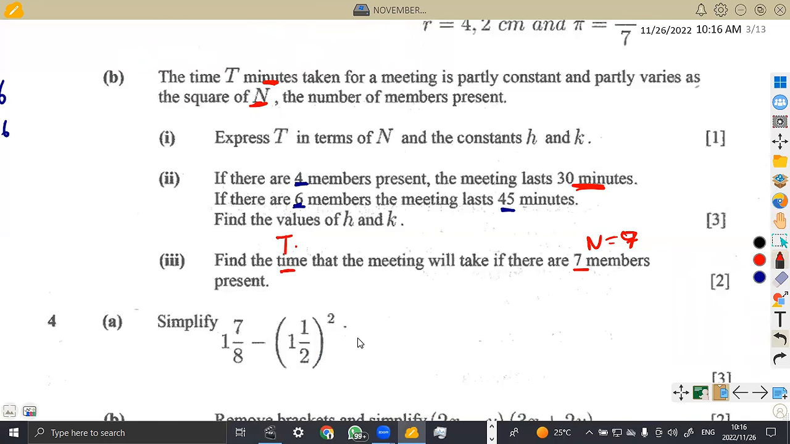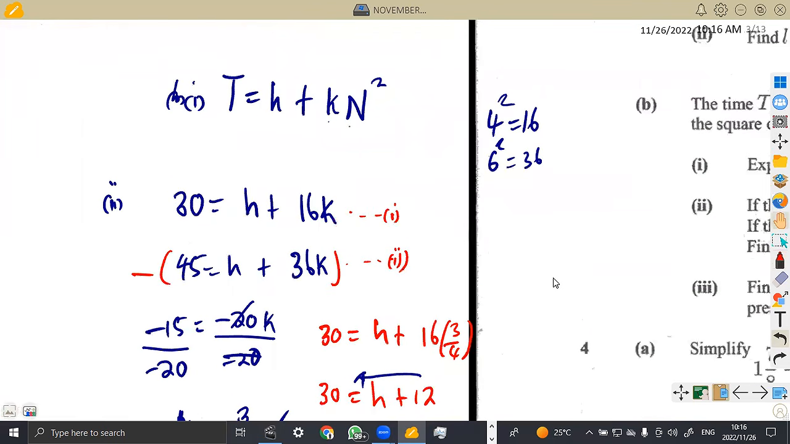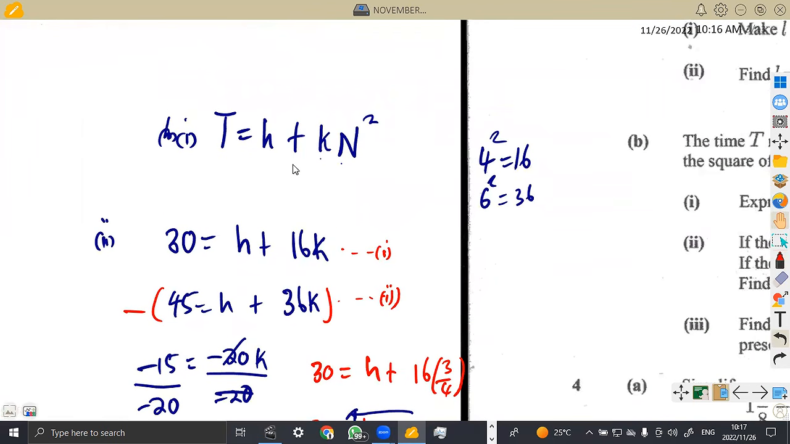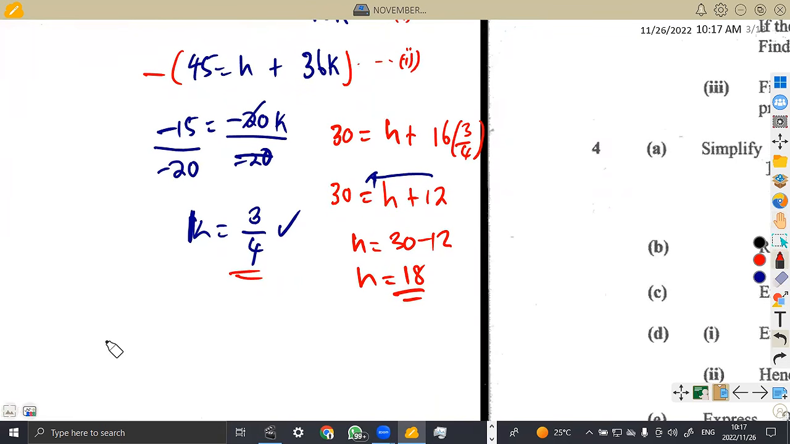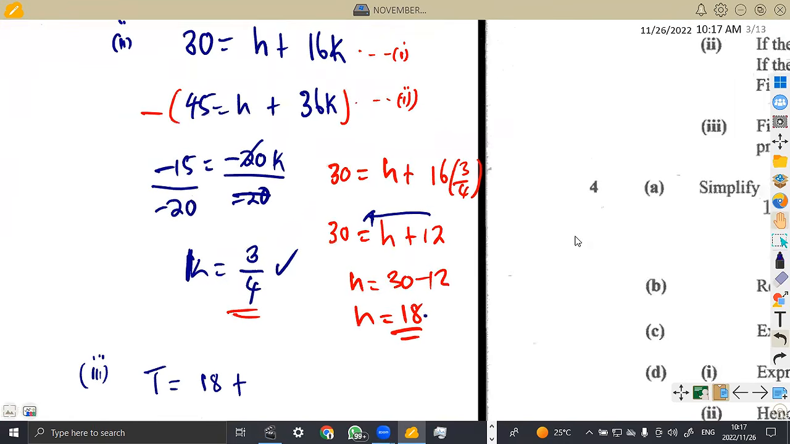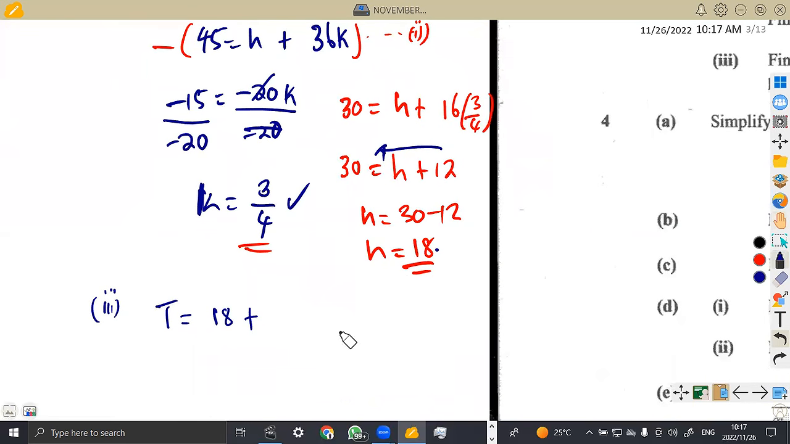So what are you going to do in this case? We are going to substitute into the normal equation that we had before. Remember, this is what we had. Our equation was t is equal to h plus kn squared. So for item 3, t is equivalent to h, and our h is 18, plus kn squared. So k here is 3 over 4, so it is going to be plus 3 over 4 n squared.